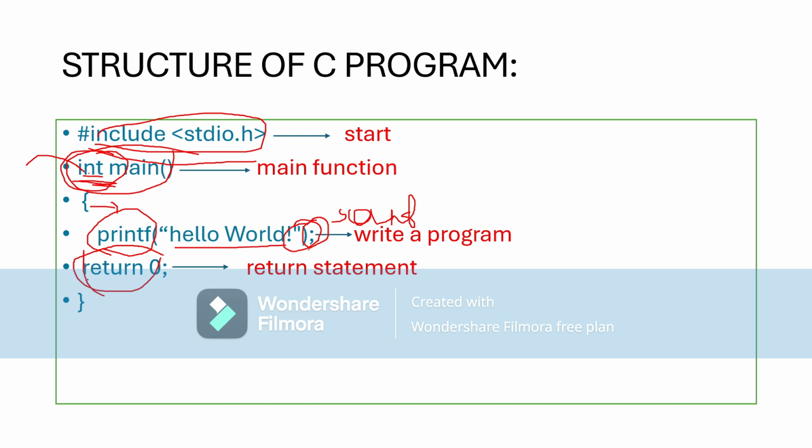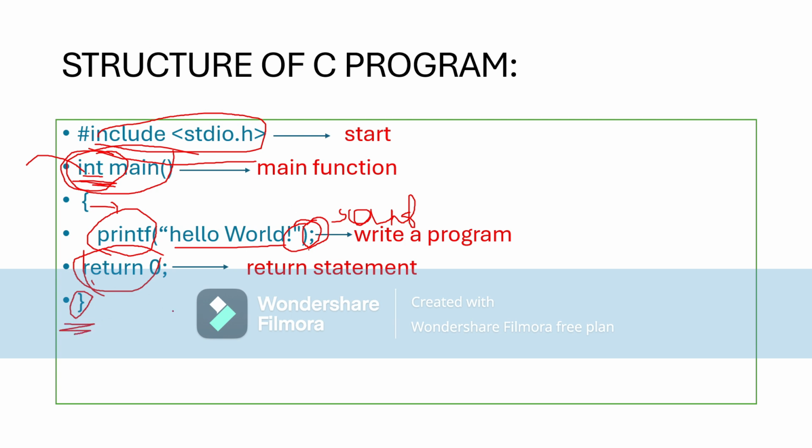Here is a return statement. Why do we use the return statement? Because it tells the compiler that the program executed successfully without any errors. If we use int here, we use a return statement. If we use void here, we do not use a return statement. Then the closing curly bracket closes here. After this, the program execution stops.